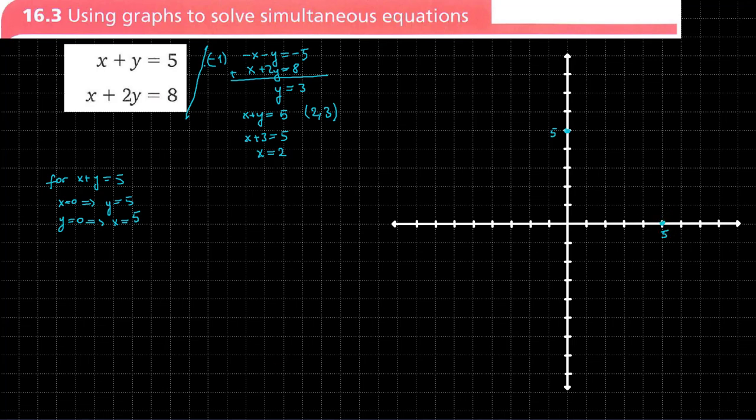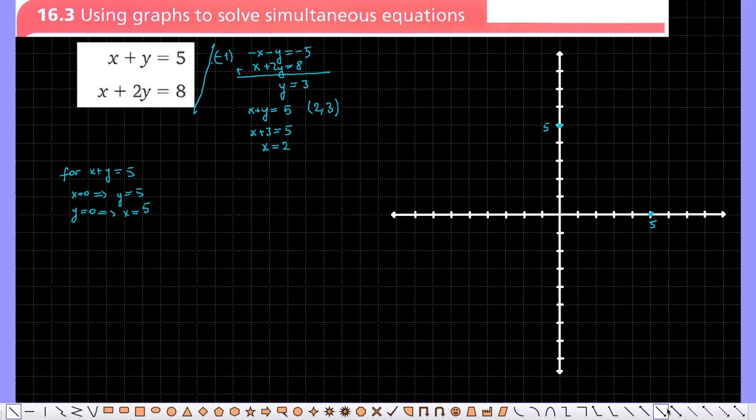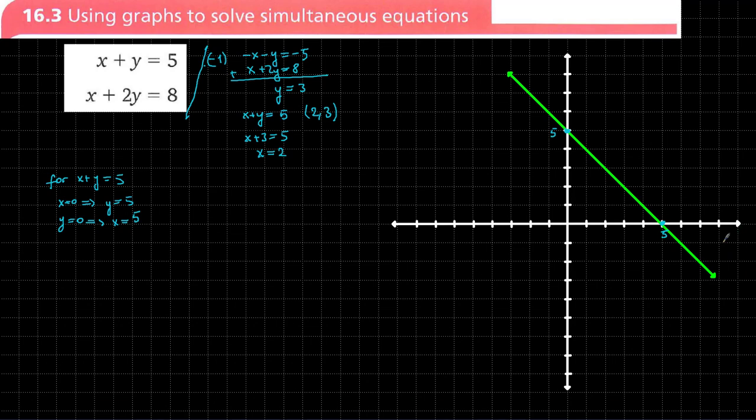And I'm drawing the line now by using the tool that we used before. From this point I'm going to draw it, because it is 1 to 1. So here, this is the graph of the first line. This is x plus y is equal to 5.